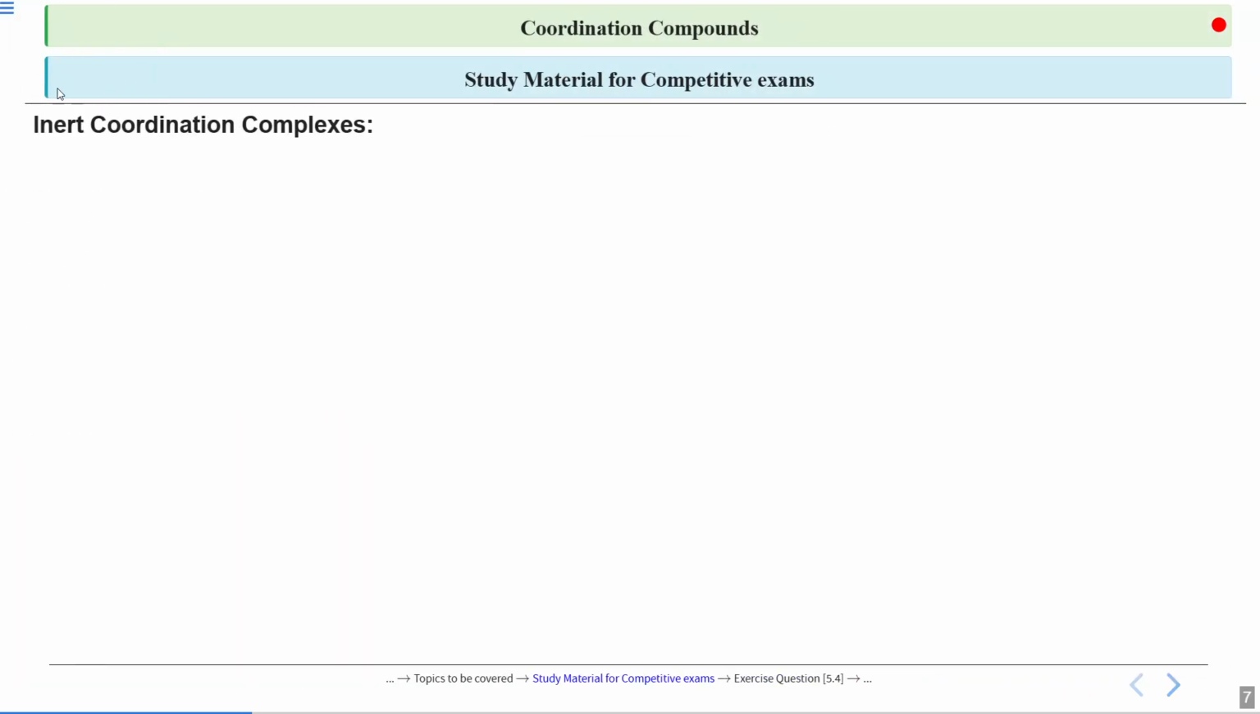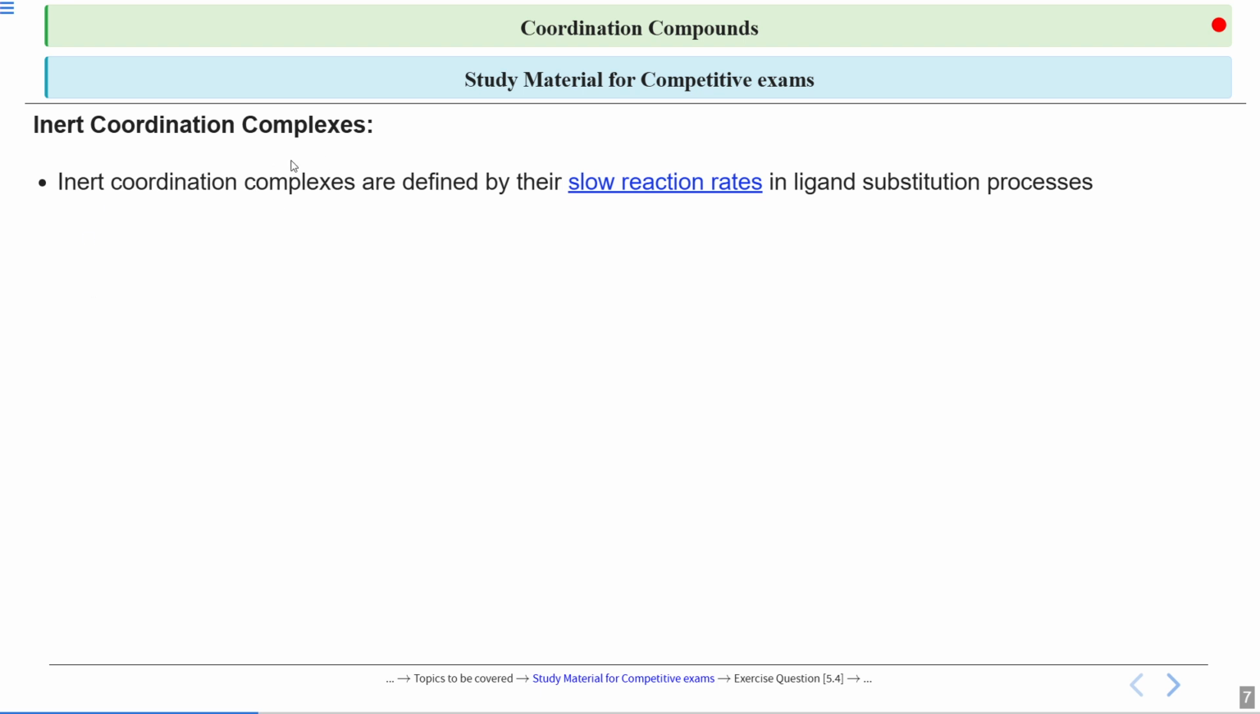If we talk about inert coordination complexes, inert means non-reactive. Inert coordination complexes are defined by their slow reaction rates in ligand substitution processes. So in the ligand substitution process, if you want to identify the inert coordination complexes, those complexes will have very slow reaction rates. Those types of coordination complexes are inert coordination complexes.